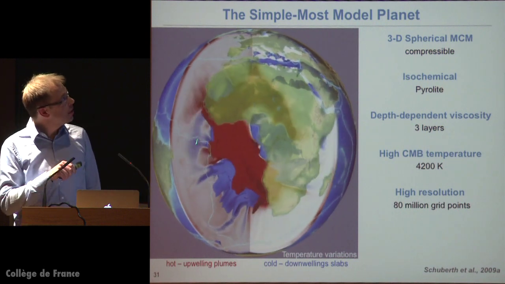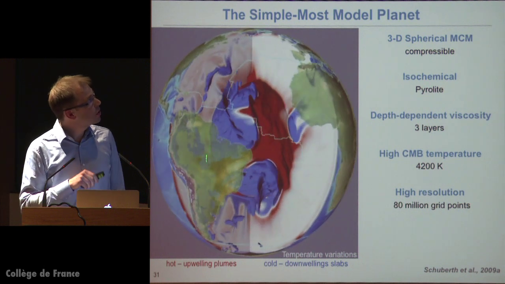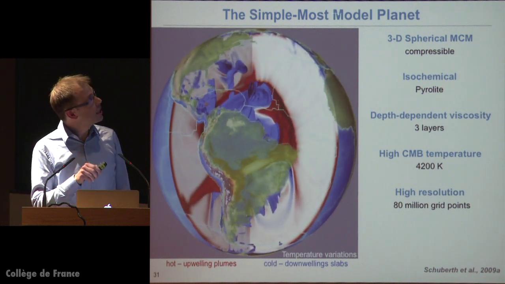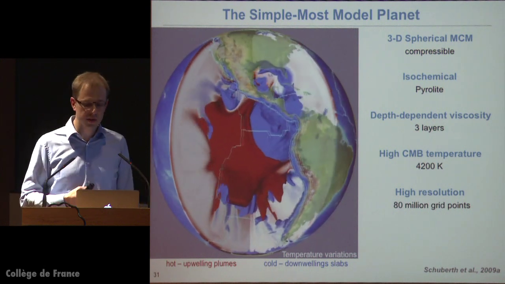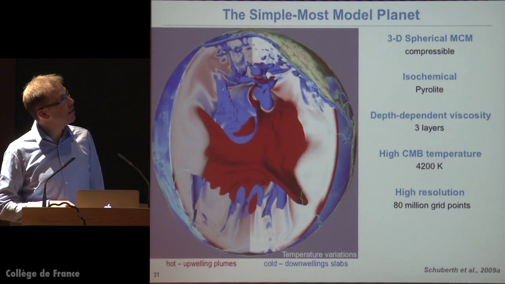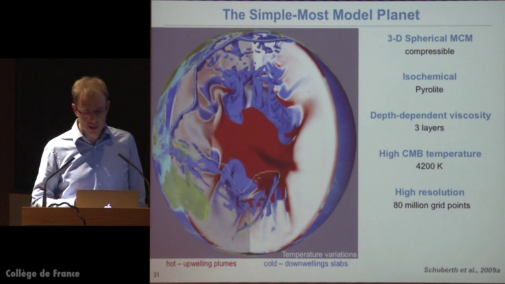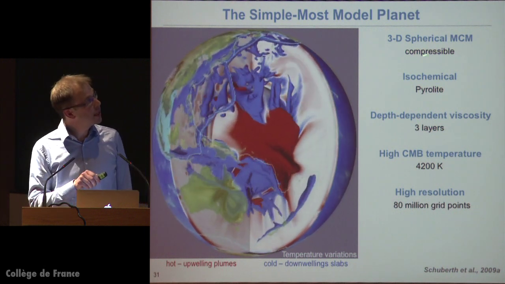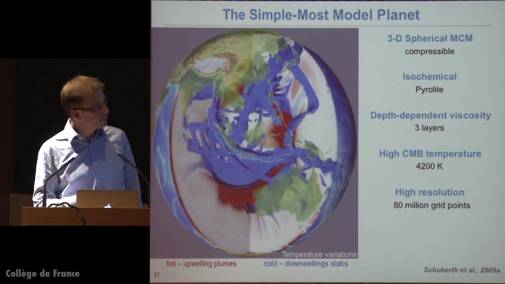Here I show you one example of our models. This was the model I produced in 2009. We actually, at that point, tried to come up with the simplest model planet that you can conceive. So we are in 3D spherical geometry. We are using high-resolution mantle circulation models in the anelastic liquid approximation, so we treat the mantle as compressible. We fix the composition to a pyrolite here.